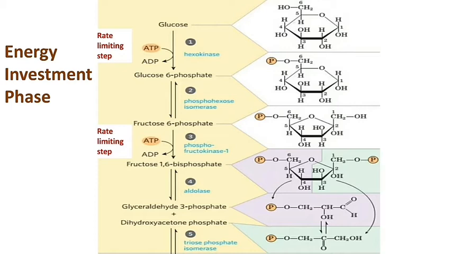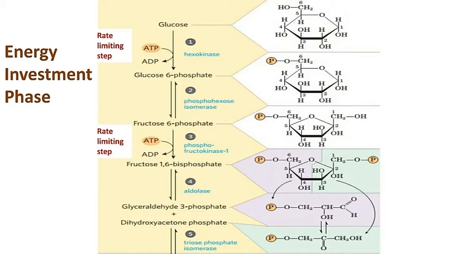Now in the second step the glucose 6-phosphate molecule is converted to a fructose 6-phosphate molecule by means of the enzyme phosphohexose isomerase. As we can see from the name, it is an isomerase kind of enzyme, so there is a conformational or structural change of the glucose molecule, and it gets converted to another 6 carbon compound, that is fructose 6-phosphate.